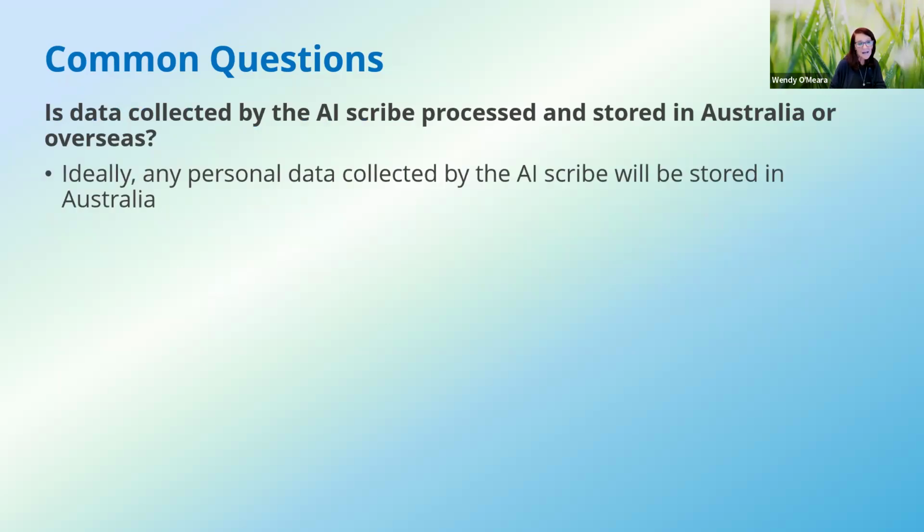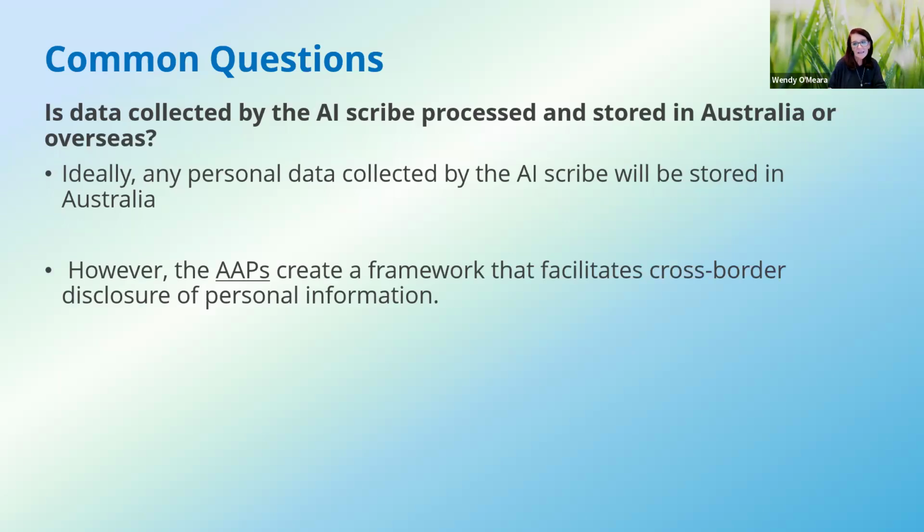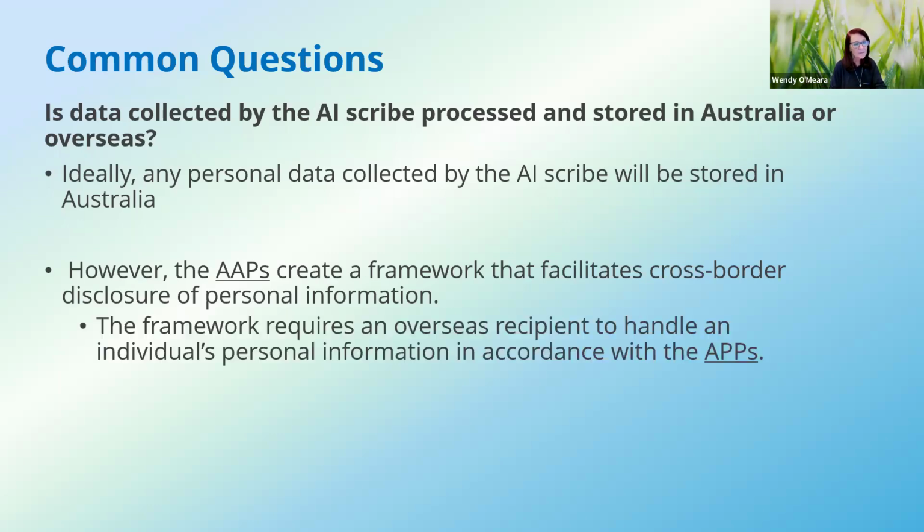Is data collected by the AI Scribe processed and stored in Australia or overseas? So there are multiple platforms, and most of them are stored in Australia. However, I do believe there are some that are stored offshore. So ideally, any personal data that is collected by AI Scribe, you must ensure it's stored in Australia. That would be my preference, making sure it's not stored offshore.